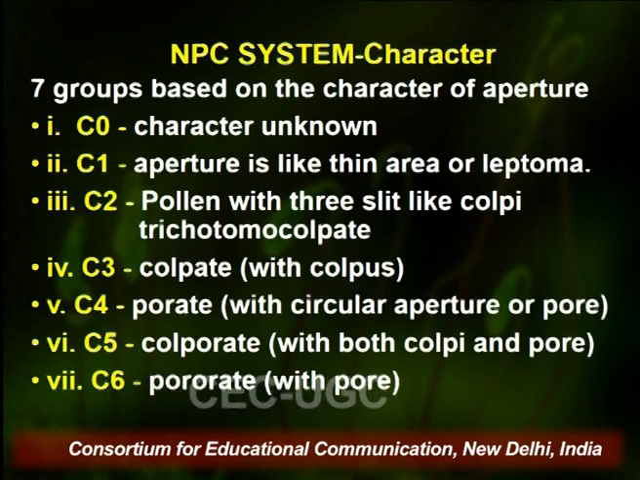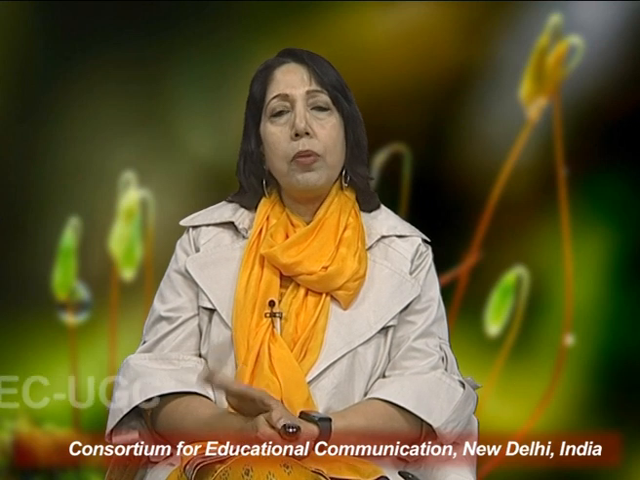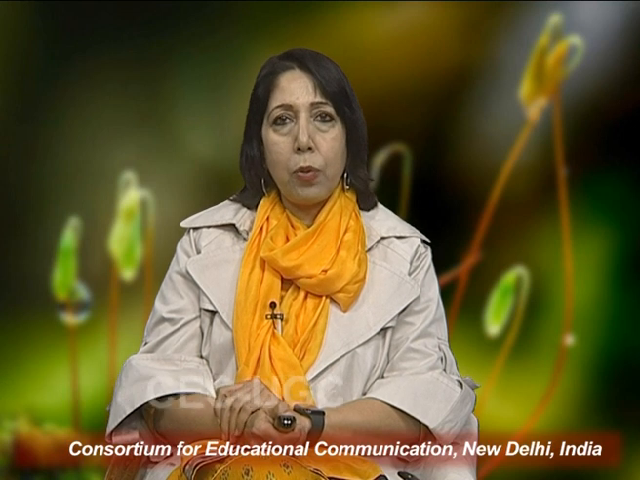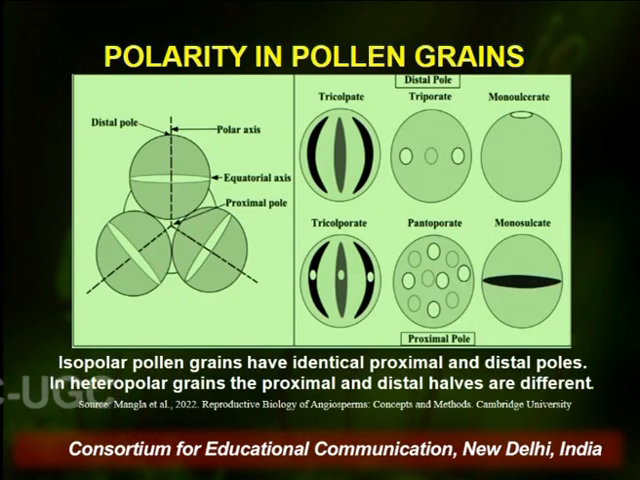So, we talk about this NPC system. NPC is basically describing the morphology. The most important aspect of pollen morphology is the pollen shape, and I told you that pollen can have different shapes. I would like to go back and show you one of the pictures which I showed you in the beginning. Here on the right hand side you can see that there are different types of apertures which are present on the surface of the pollen.